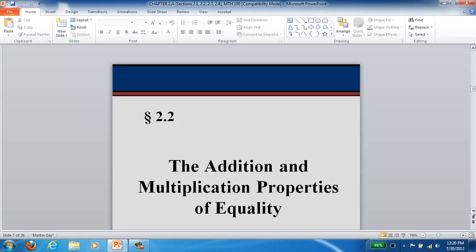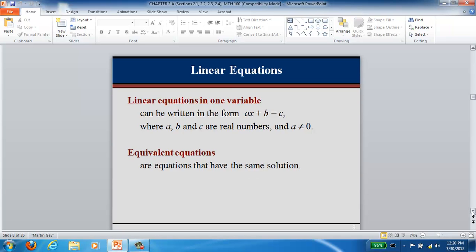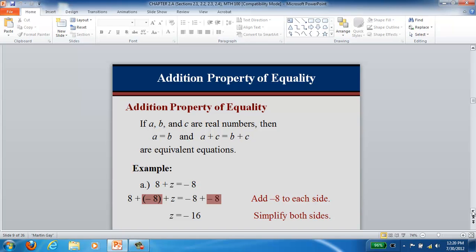Section 2.2, we will talk about the addition and multiplication properties of equality. Linear equations in one variable can be written in the form ax plus b equals c, where a, b, and c are real numbers and a cannot equal 0. Equivalent equations are equations that have the same solution. The addition property of equality.